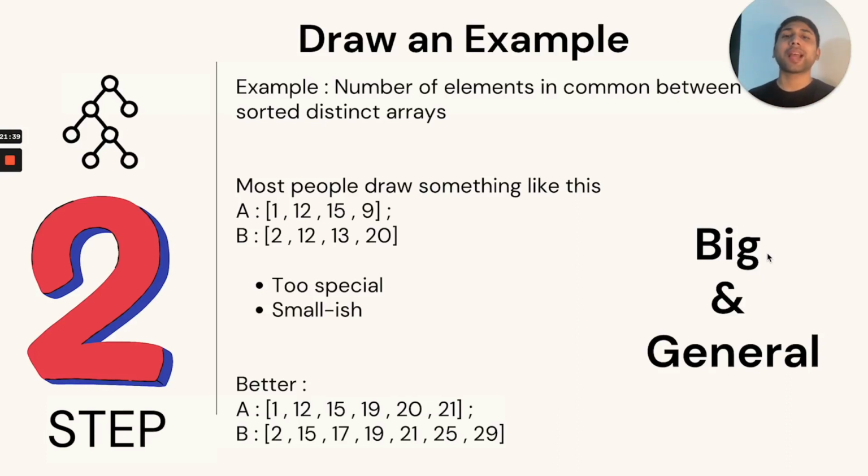That's why this is special, and it's a bit smallish. A better example would be: array A is 1, 12, 15, 19, 20, 21. Array B is 2, 15, 17, 19, 21, 25, 29. It's decently big and generic. The sizes are not the same. And this is what I meant by taking examples that are big and general and also connected to the listening. We made a blunder in array A.